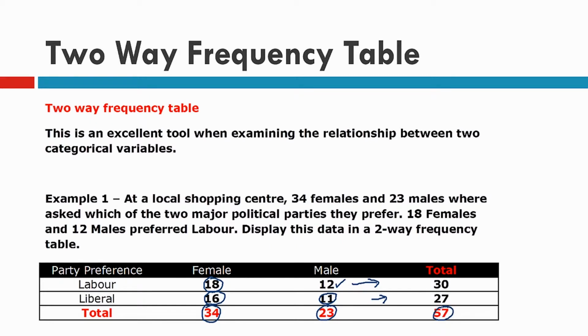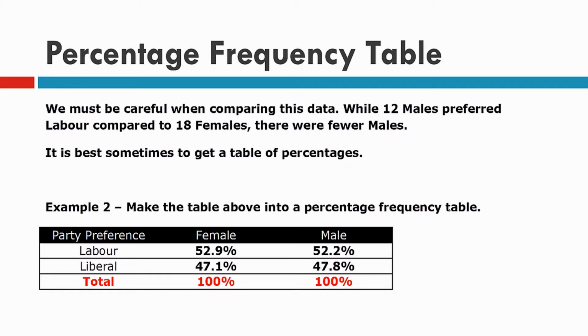So that's fantastic. But when we look at it, it seems really well, and we think, oh look, there's more females that prefer Labor and more females that prefer Liberal, and less of the males that prefer Labor and Liberal. But that's not necessarily the case. What we actually need to do is to change it into a percentage table. So here we're going to change it to a percentage table.